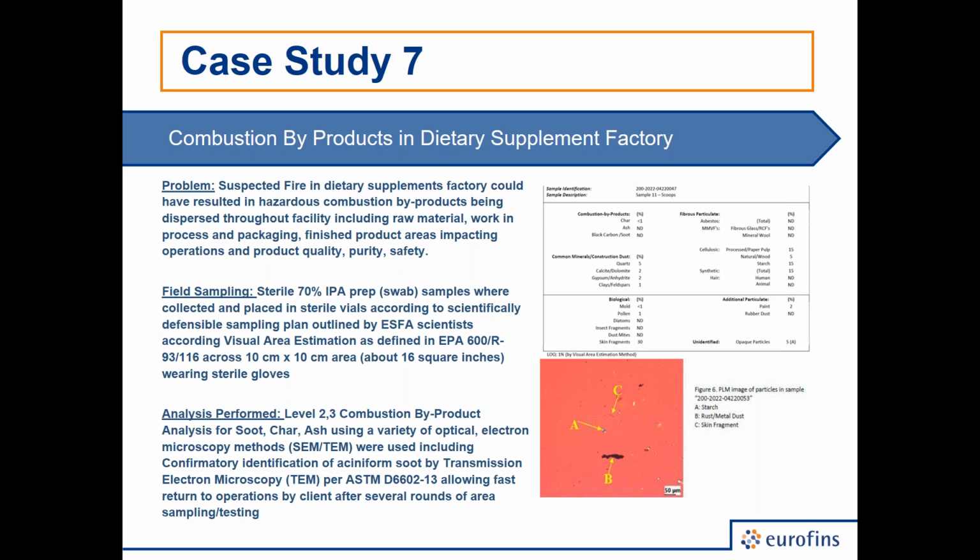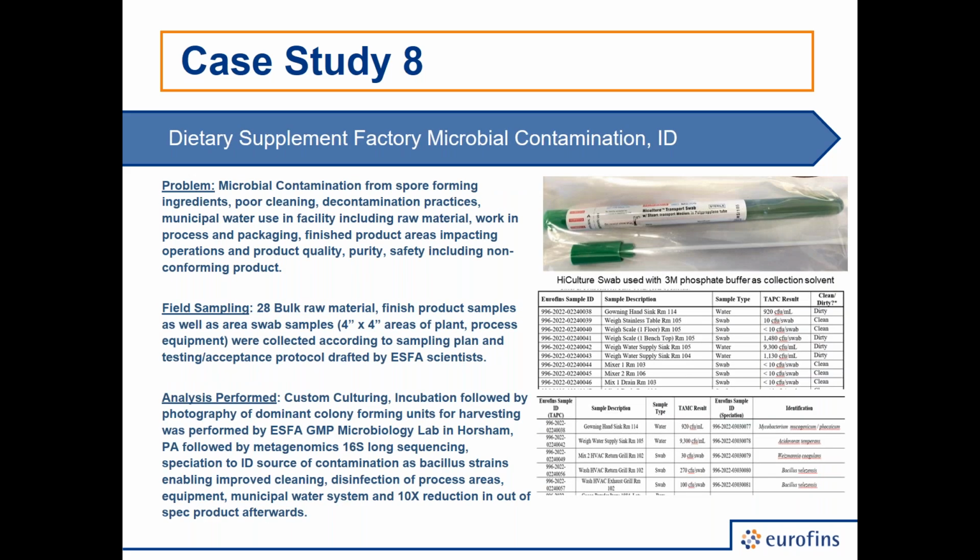So again, we were able to collect samples and perform both optical microscopy and SEM-EDS for level 2 to 3 combustion byproducts. We were able to determine what type of soot, ash, or char was or was not present, and isolate it to a certain instrument or device in one of the lines that had a problem and then accidentally vented into some of the ventilation systems. They were able to get that corrected, get the plant cleaned up and running in a matter of days as opposed to weeks.